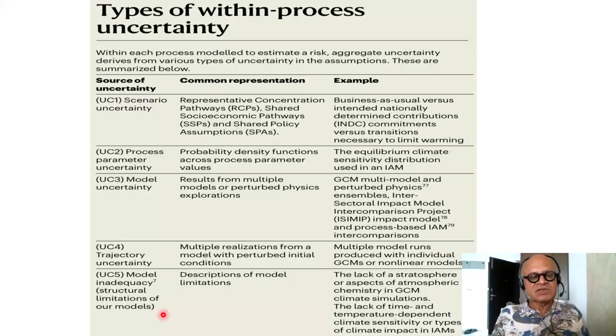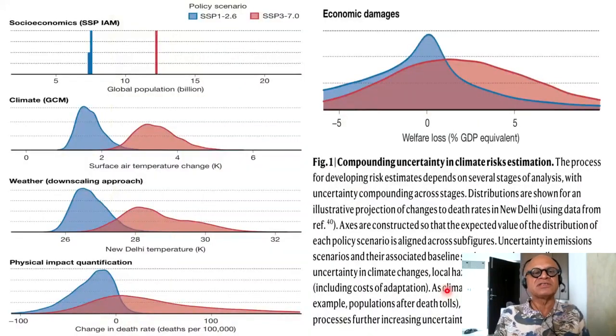Model inadequacy, so structural limitations of our models, which basically common representations include descriptions of model limitations. The lack of a stratosphere or aspects of atmospheric chemistry in GCM climate simulations is a good example. The lack of time and temperature dependent climate sensitivity or types of climate impact in integrated assessment models are examples.